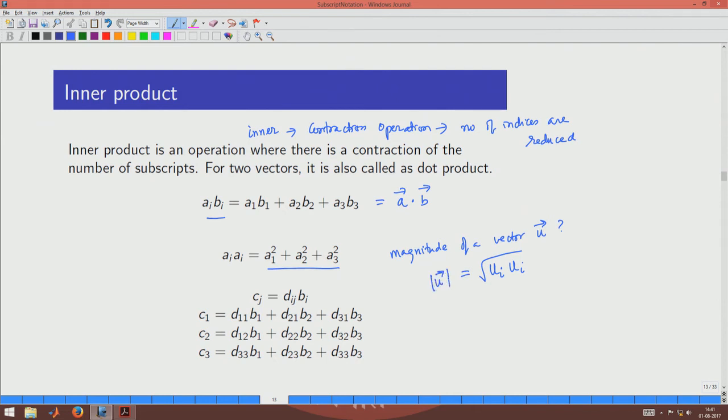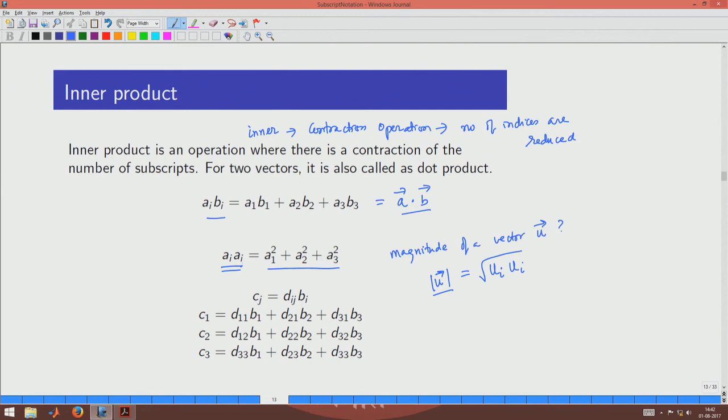Because ui and ui coming together would mean that it is basically a dot product of a vector with itself, and that would then give you the square of the magnitude. So, taking the square root, you get the magnitude of the vector u. So, familiar quantities like a dot product and a magnitude can be expressed using the subscript notation in the following manner.